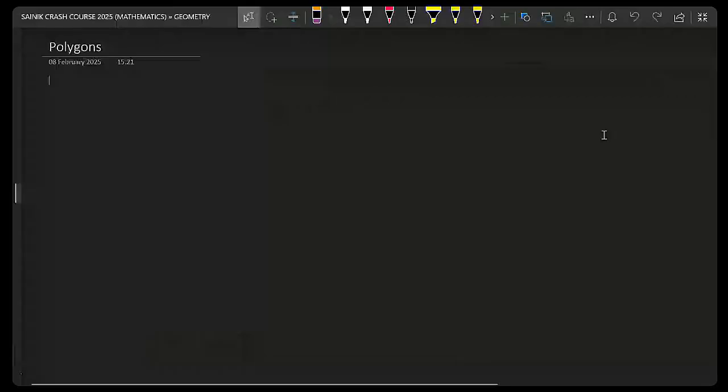As we are discussing geometry and we have completed all the pairs of angles, independent of transversal we have completed and dependent of transversal we discussed in last class. Corresponding, alternate interior, alternate exterior, co-interior and co-exterior, along with their properties also. So today let's take a look at polygons.